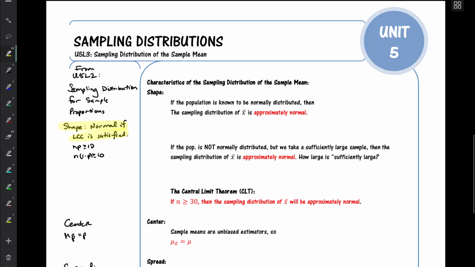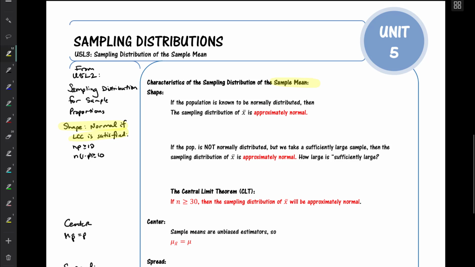But now, look at what we're talking about. We're not talking about proportions anymore. We're talking about means. There is no success or failure anymore. Now it's much more fluid. This is quantitative data, and we're talking about individual values that can take any number of values. So it's not just success or fail, and now we have to find something else.